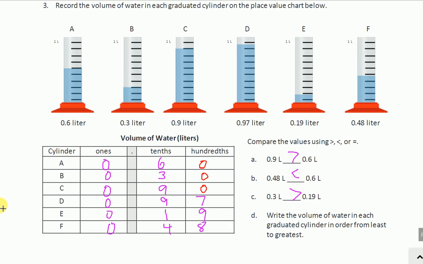So when you look over at this chart, remember this 48 is not compared to 6, but it's compared to 0.60, which is 60 hundredths. Same thing with the last one. Could you say, well, 19 is bigger than 3? Well, that's really not 3. That's really 30 hundredths.